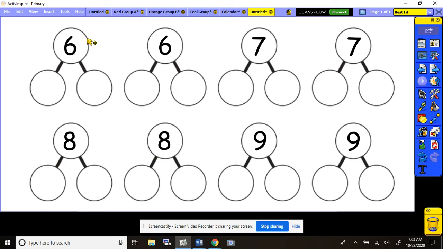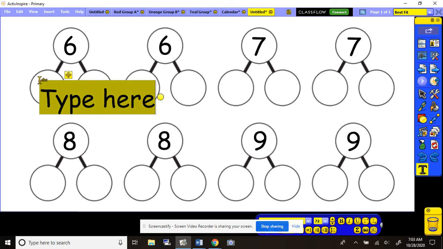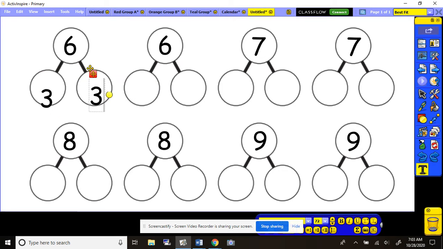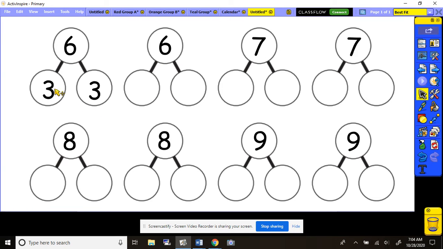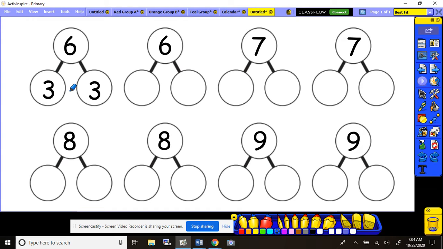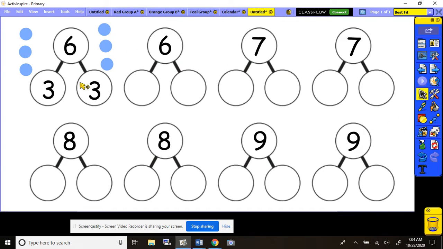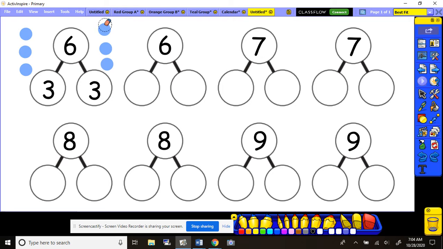So I'm going to think about the whole of 6, and we're going to see that 3 and 3 are 2 parts that make up 6, and I can show that through drawing a quick picture of 3 dots here and 3 dots here for each part, and when I count them all together, I'll get the whole. 1, 2, 3, 4, 5, 6. So that's 3 and 3 make 6. So 3 and 3 are both parts of 6.